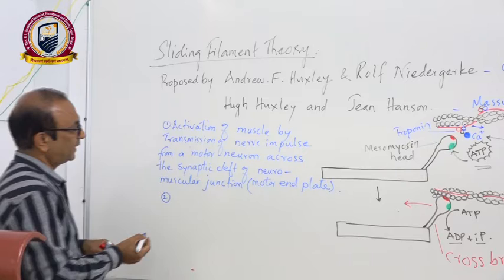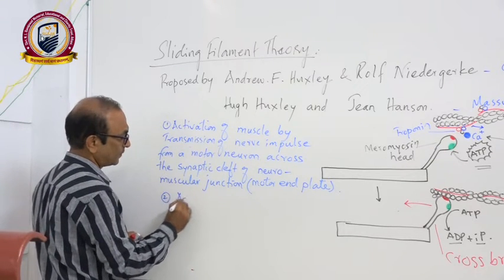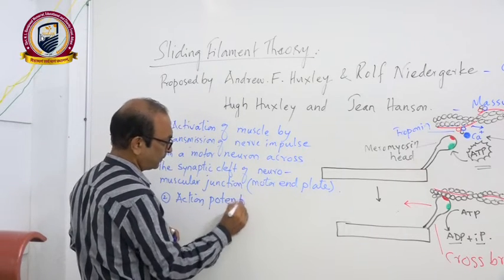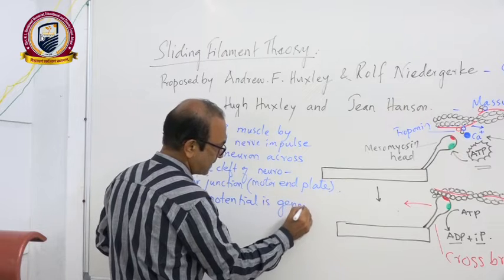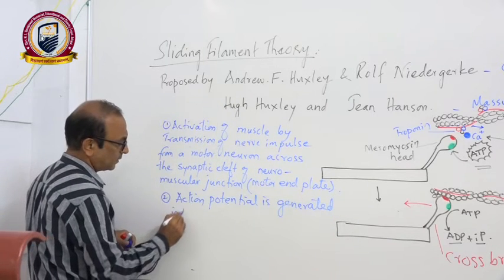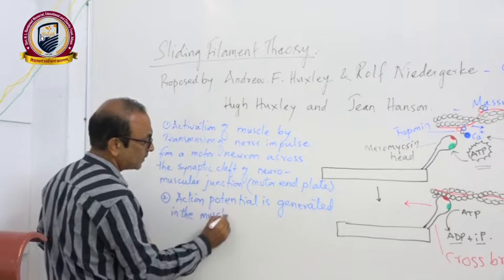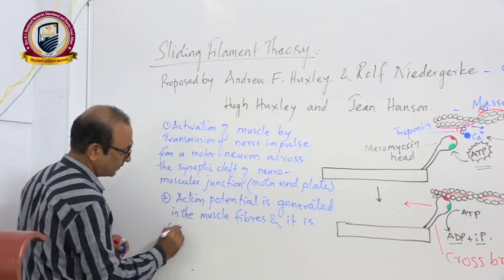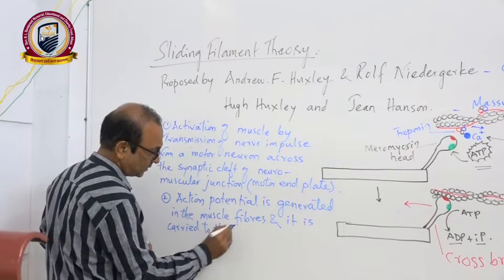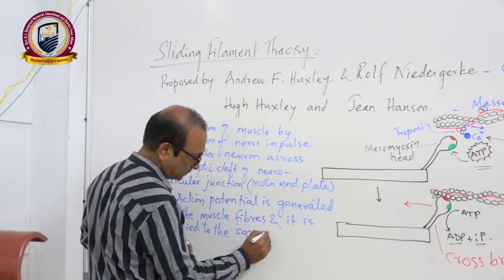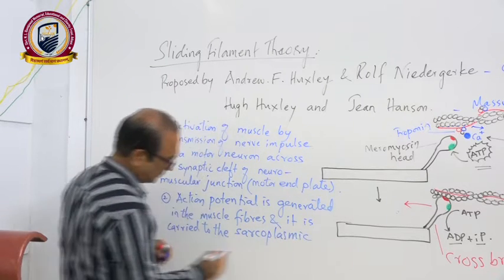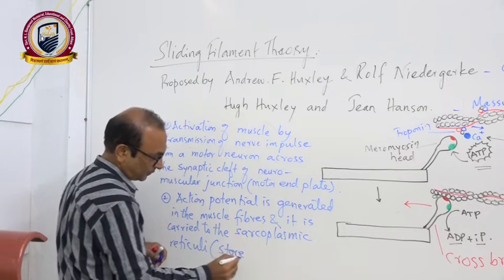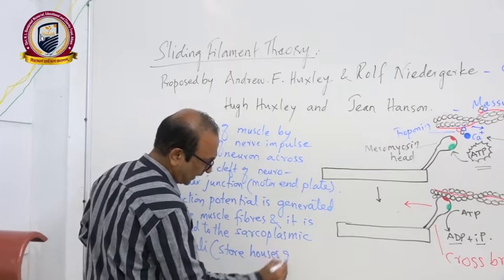Once this happens, action potential takes place. Action potential is generated in the muscle fibers, and it is carried to the sarcoplasmic reticuli, which are the storehouses of calcium ions.